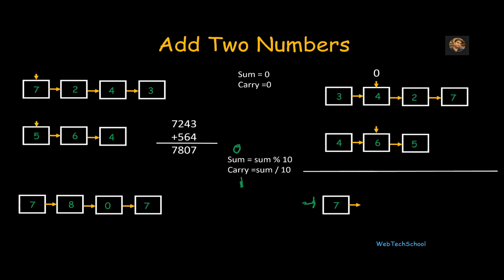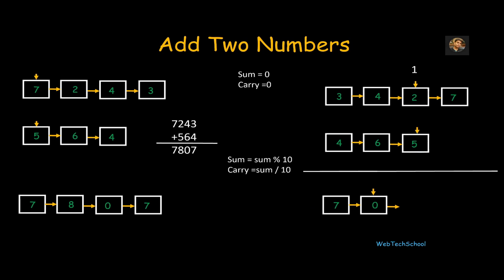Let's take another example and see if this formula works. So I'm taking 25. In this case, we should push to the result list 5. So sum will become 5, sum modulo 10. Then carry will become 2. So this formula works. So in the example, we will be pushing 0 and taking 1 as a carry. So let's push 0 and update the carry and update the references as well.